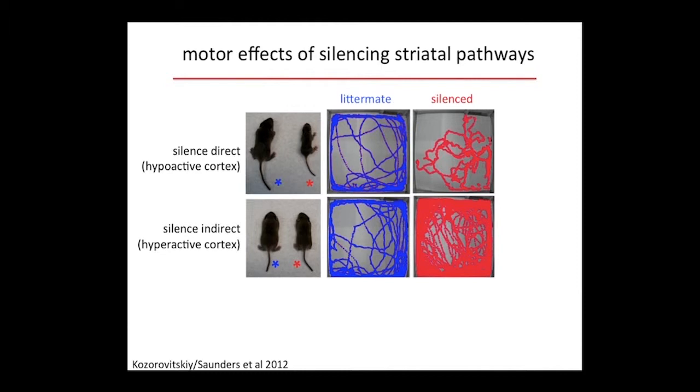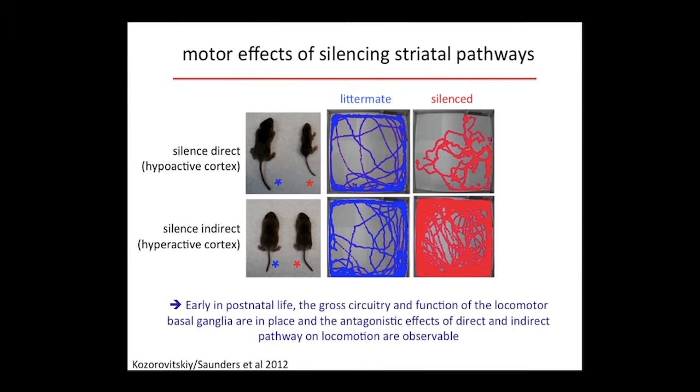The indirect pathway animals, which also die around P22, around the time that these animals would have to be able to forage and live independently, are hyperactive in the arena until they die. And this is exactly what you expect from the model that I presented. But it says that early in postnatal life, the gross circuitry and function of the locomotor basal ganglia are in place, and these antagonistic opposing effects of direct and indirect pathway are visible.